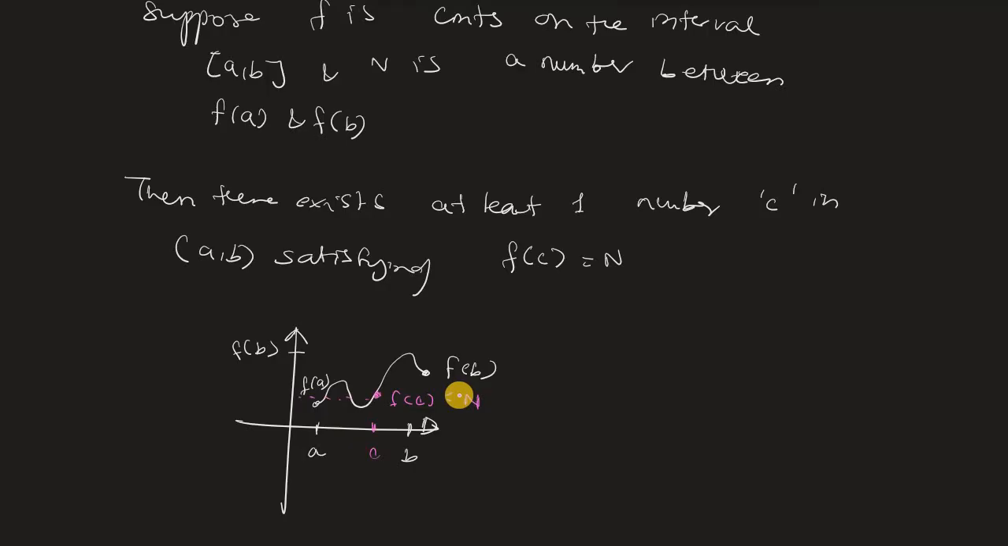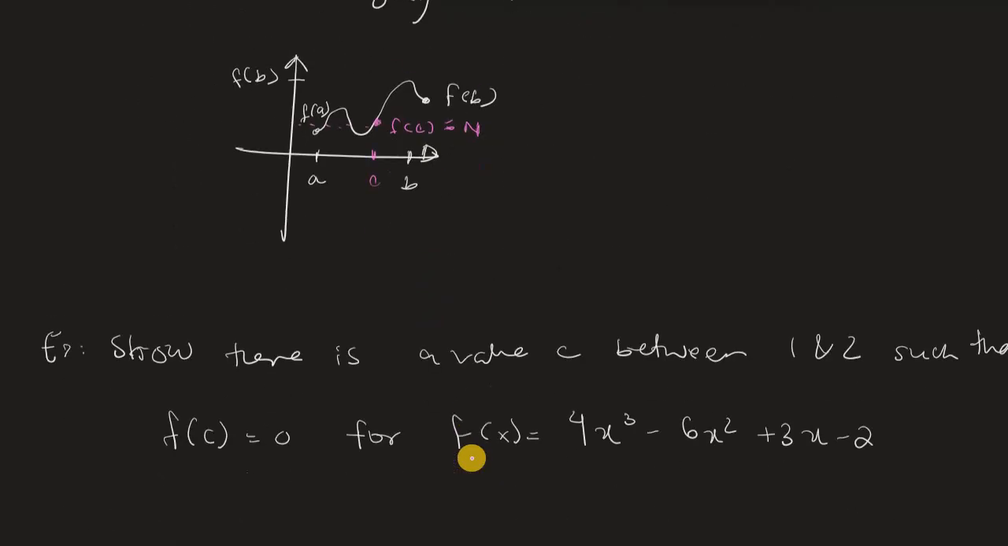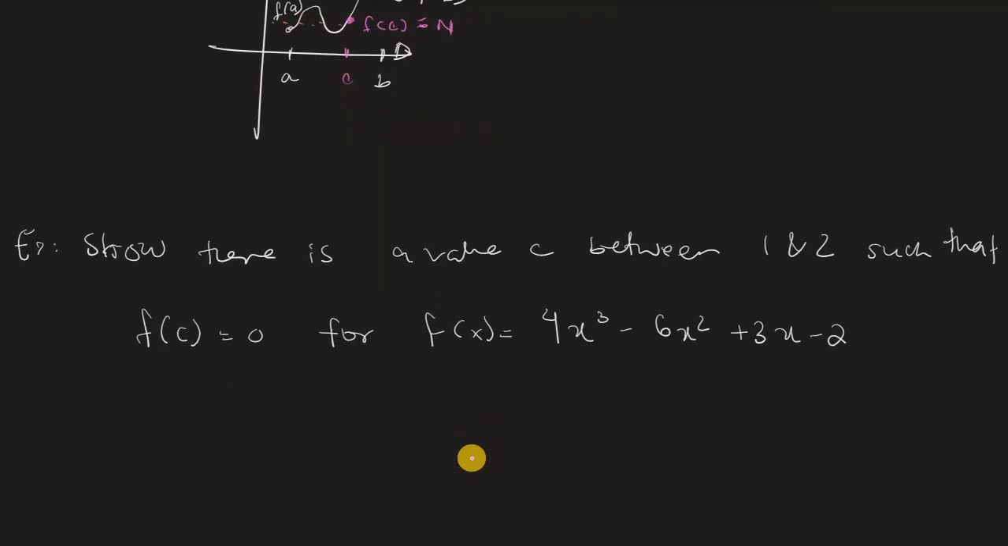What this intermediate value theorem says is that when you have a continuous function and you're given f of a and f of b within the interval of a to b, you could figure out f of c, and there has to exist a c such that f of c is equal to n. Okay, so let's go ahead and solve a problem for that.